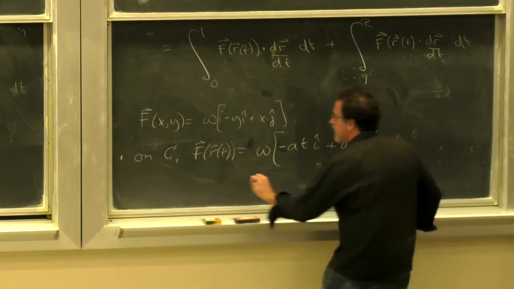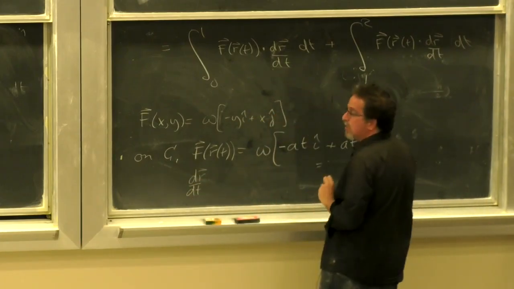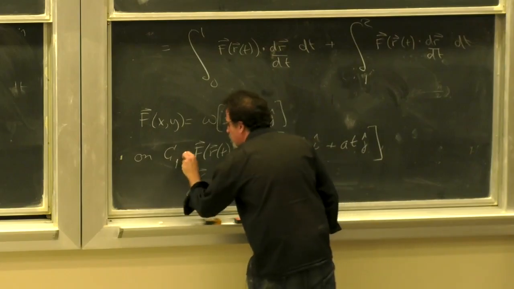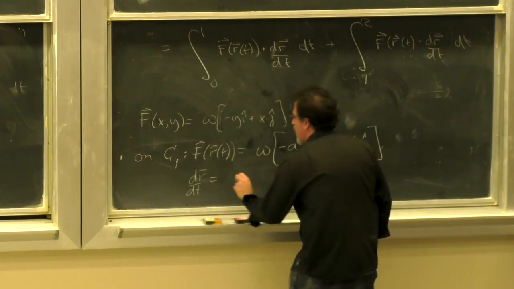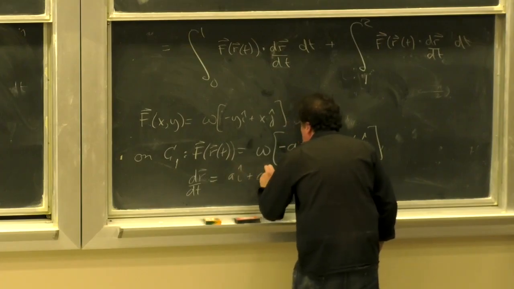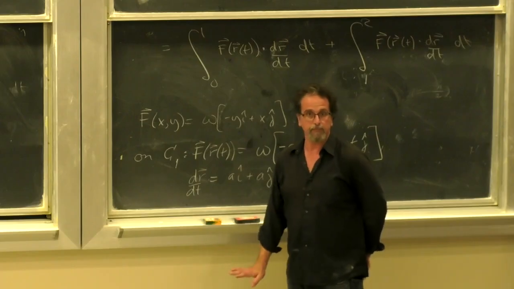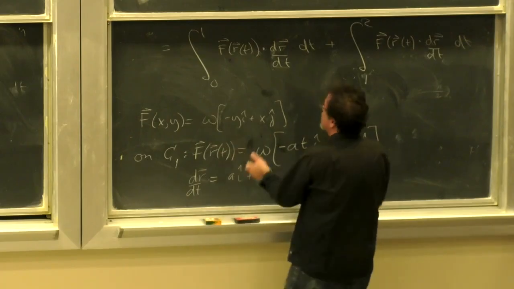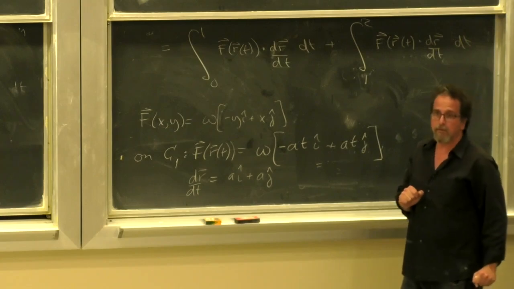What is dr dt? Dr dt along this curve, this is also on C1. On C1, dr dt is equal to a i hat plus a j hat. So I just took the time derivative of r of t on C1. These are the pieces that are going to that first integral. Y'all okay with this?